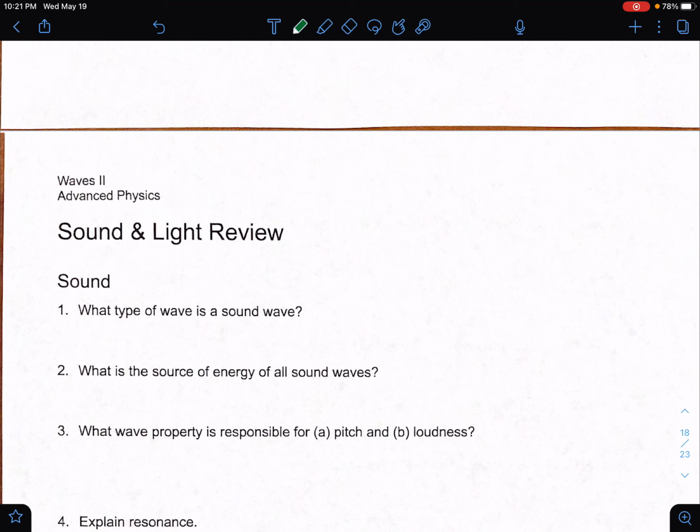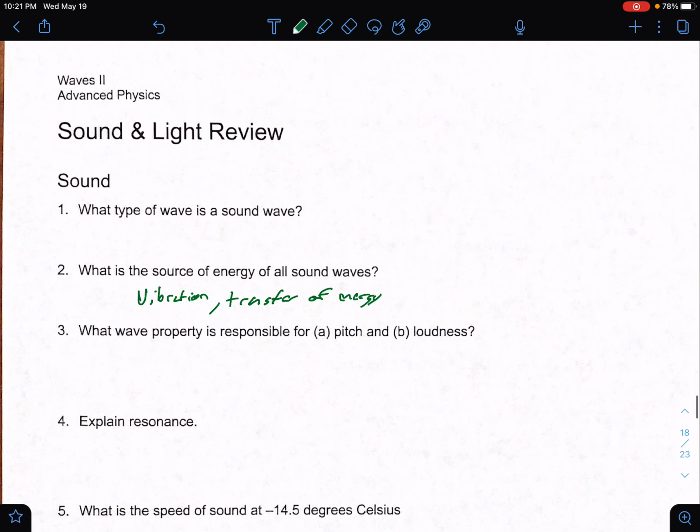What type of wave is a sound wave? We've been over this. This is a longitudinal wave, and it is mechanical. So it means it compresses and stretches, and it needs a medium. 2, what is the source of energy of all sound waves? Okay, it's just a vibration. Vibration is basically just a transfer of energy from one particle to the next.